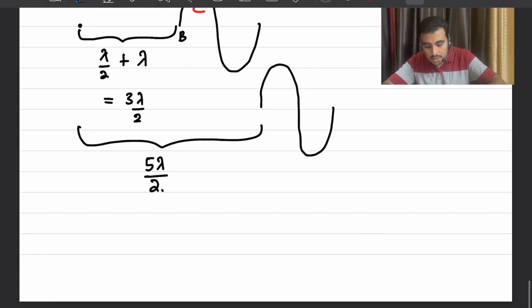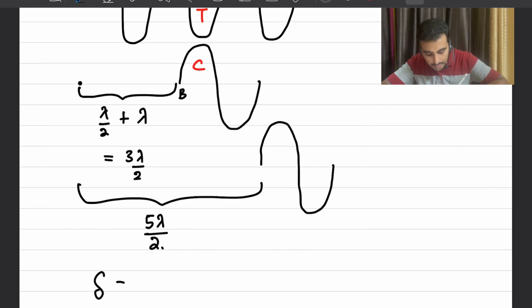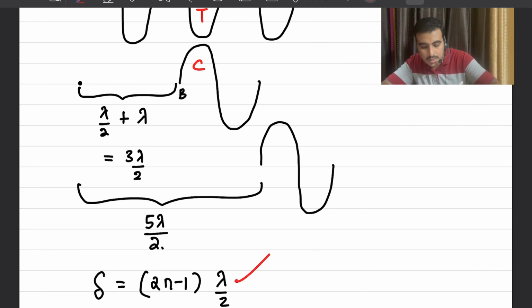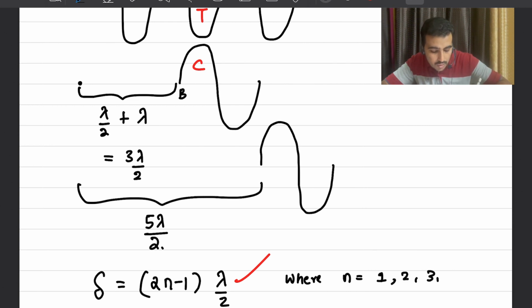So you can generalize it now by writing path difference equal to either (2n minus 1) lambda by 2 or (2n plus 1) lambda by 2. Now I always suggest to pick the first one just because of one single reason: if you pick the first one, then n starts from 1, 2, 3, etc.